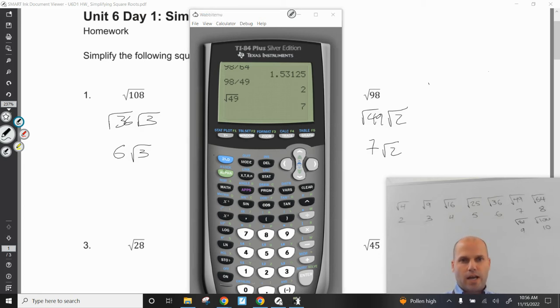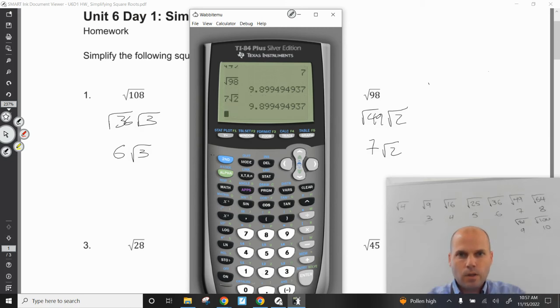I'm going to double check. The square root of 98 is the same as 7 times the square root of 2. Correct. We are done. We just simplified. Okay, let's keep going.